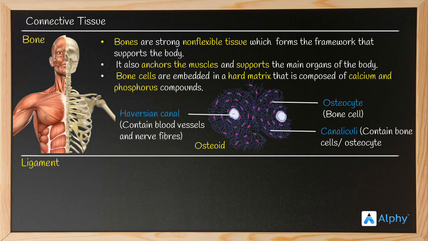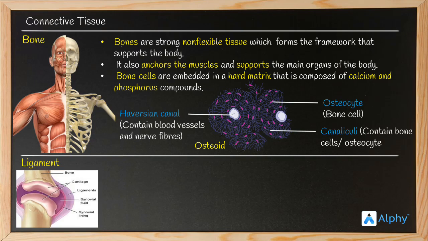Moving on, we have ligament. What are ligaments? Let's see. Here we have the picture, right? We have the bone here. Again, we have the bone here. And what is the ligament? The ligament is here. So the ligament is attached to one bone, and again it is attached to another bone, right? So what do you think is the function?